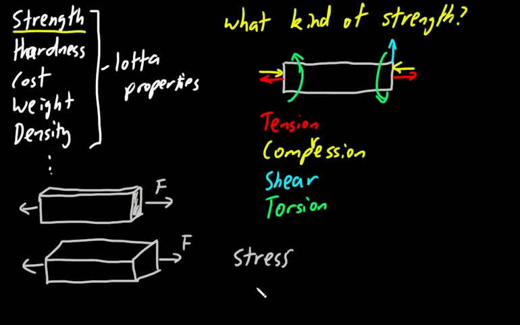So the way that we define stress is the force applied on the object, divided by the cross-sectional area. Written in symbols, stress is given by the symbol sigma, and it's just force on area. It's as simple as that. So if you applied 1,000 newtons over a square meter, then it has 1,000 pascals.